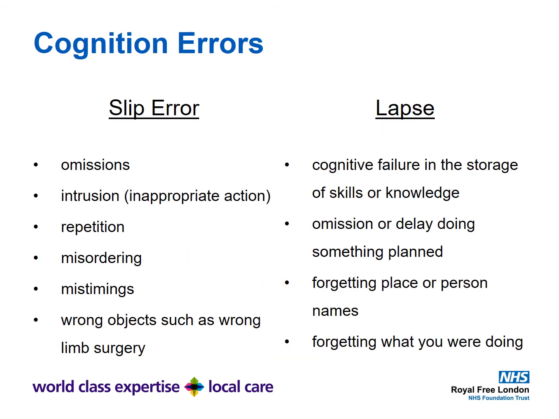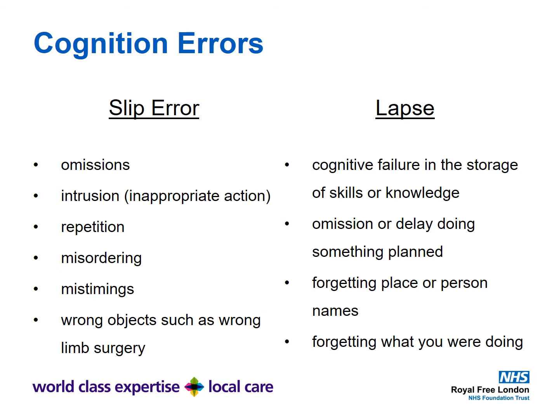There are a couple of different types of cognition errors. There's slip error, and this would be, for example, omitting something that you needed to do in your procedure. Inappropriate action, so doing something that you otherwise wouldn't ordinarily do. Repeating something that you may have already done. Doing something in the wrong order. Or having an error at the wrong time. So, for example, did I make an error in doing the lumbar puncture after a night shift rather than hand it over to my colleagues? Is it the wrong object, such as wrong limb surgery?